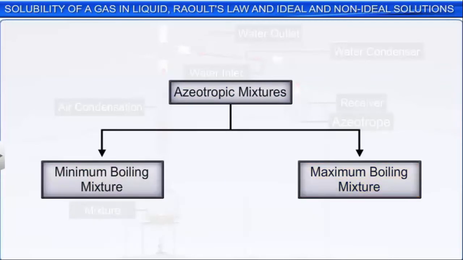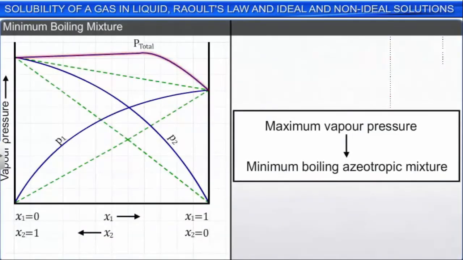Let us first discuss the minimum boiling azeotrope mixtures. When the positive deviations from ideality are sufficiently large, the mixture is said to be a minimum boiling azeotrope. As you can see from the graph, the total vapor pressure of the azeotrope is given by the maximum, represented as O in the curve. Now, as the vapor pressure is maximum at this point, it gives a minimum boiling azeotropic mixture.